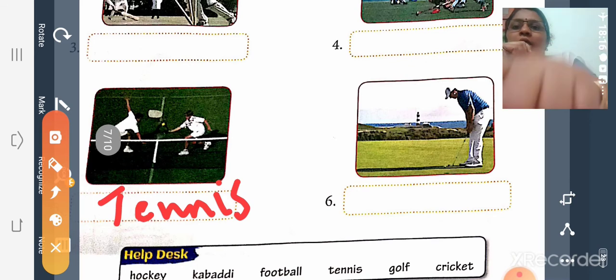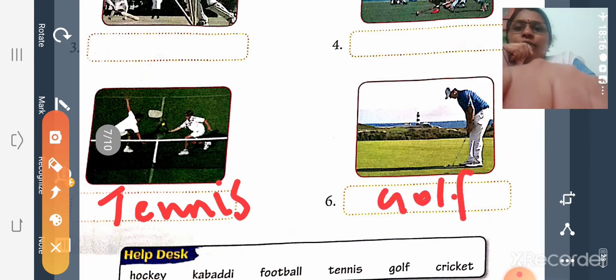Then the last one is golf, G-O-L-F. Have you seen golf? It uses an instrument like a hockey stick. It's a golf instrument, called a club.